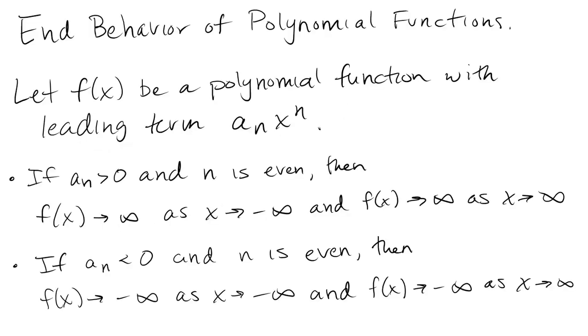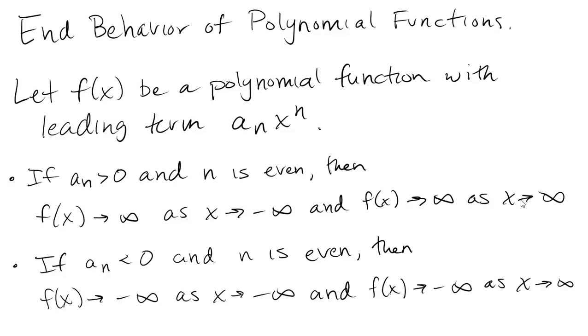Let f of x be a polynomial function with leading term a sub n x to the n. A sub n is called the leading coefficient because it's the coefficient on the highest power of x. N is called the degree, that is the highest power of x. So here's the first rule. If a sub n is greater than 0 and n is even, then f of x goes to infinity as x goes to negative infinity, and f of x goes to infinity as x goes to infinity.